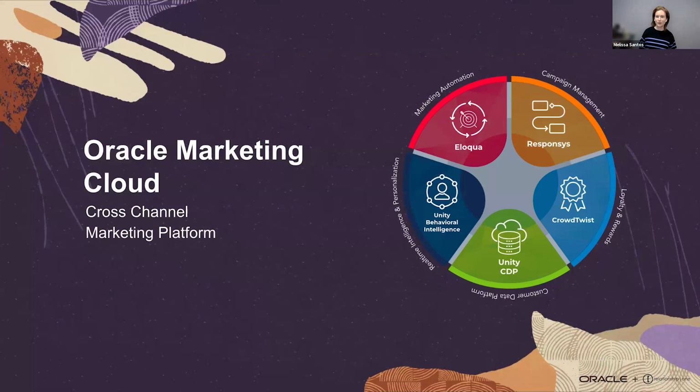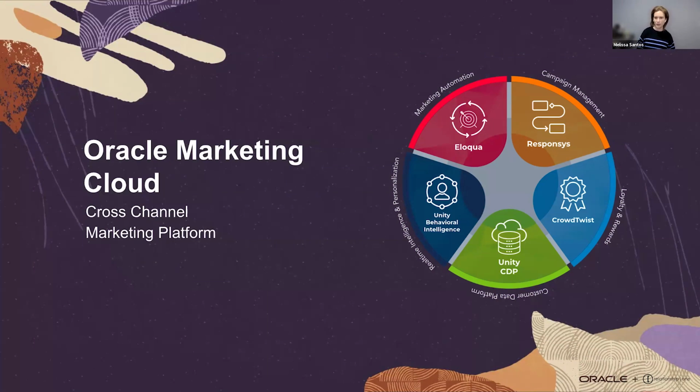And how do we do that? Well, Eloqua plays a big role. Eloqua is one piece of a larger puzzle. So this is kind of a 15,000-foot view of the Oracle Marketing Cloud. That's Oracle's cross-channel marketing platform. And there's multiple pieces of the puzzle. Like I said, Eloqua is one of them.